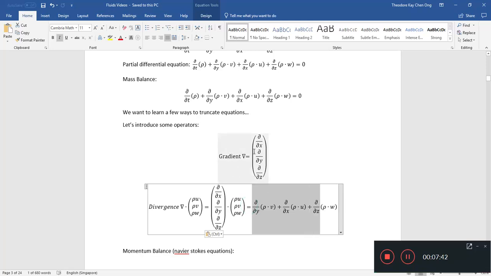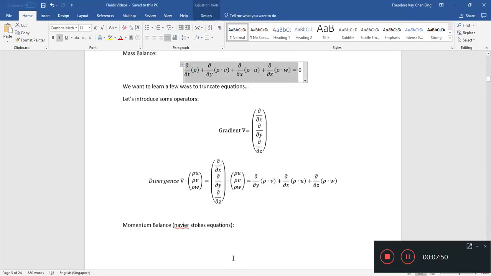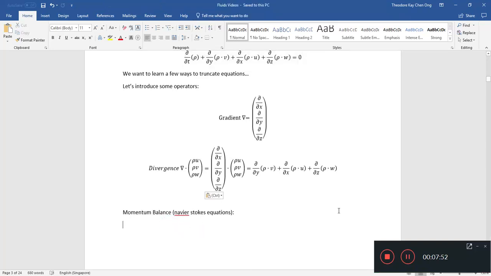So I've just introduced you the gradient operator and the divergence operator. So what this does is to help us truncate some of these equations to make it shorter, so that when we do our Navier Stokes equations, it will be something a little more manageable. So where do we go with this?